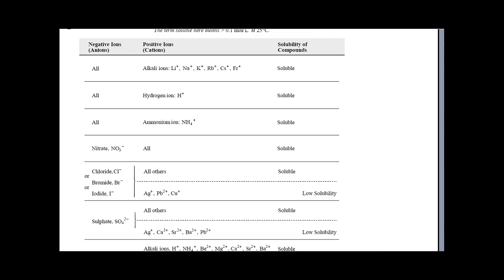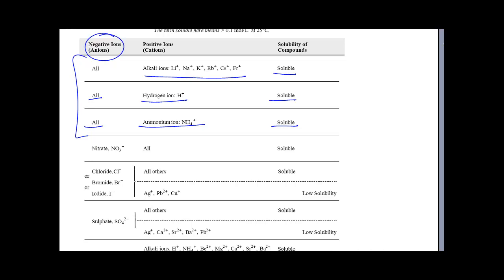First off, you're going to see the first three rows up here say all. This whole first column is the negative ions. Those are all the anions. They're all the things that are negative on the periodic table, and your polyatomic ions that are negative. Every single negative ion will be soluble if it's mixed with those. Every negative ion will be soluble if it's mixed with H+. And every negative ion will be soluble if it's mixed with NH4+. So these things are soluble, will dissolve 100%.